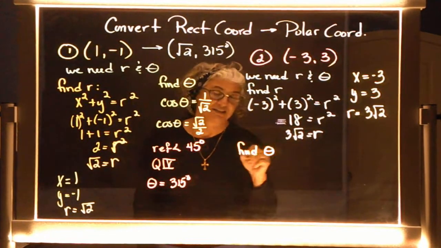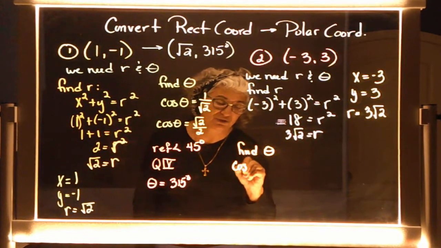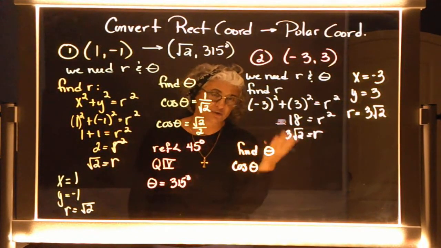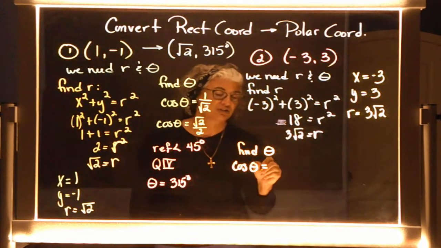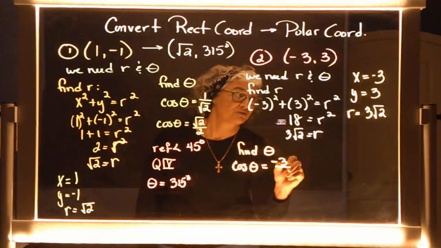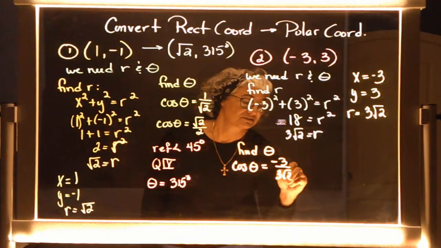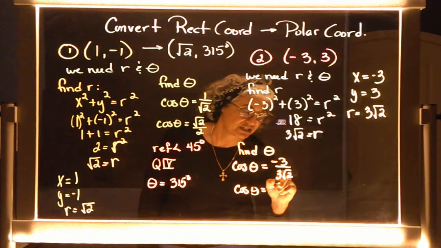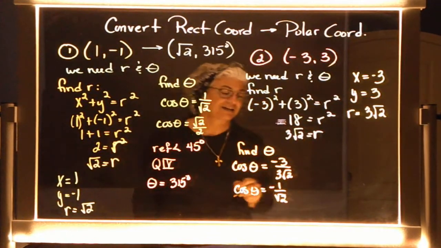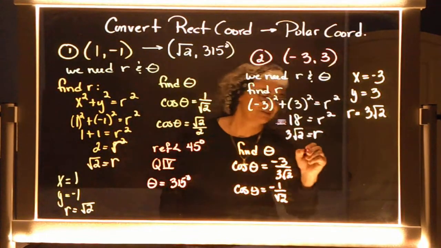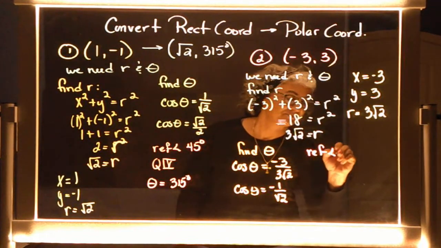So, to find theta, I'm going to use cosine. You can use sine, you can use tangent. Most people will not use secant, cosecant, or cotangent. So, cosine is x over r, which looks like cosine reduces to -1 over square root of 2. Aha! That looks familiar. That looks like the reference angle of 45 degrees again, right?